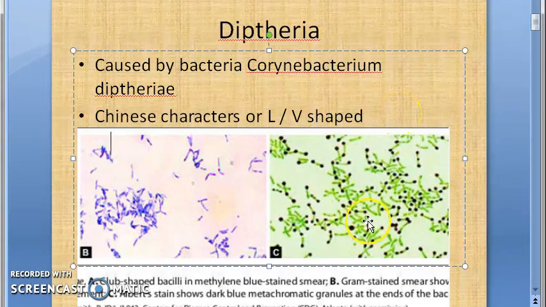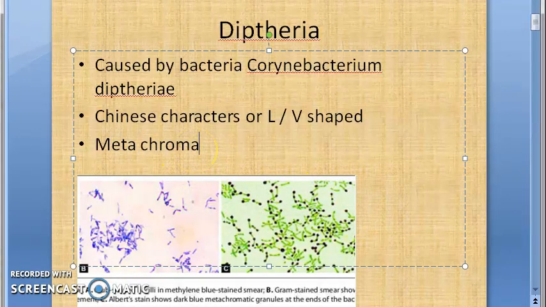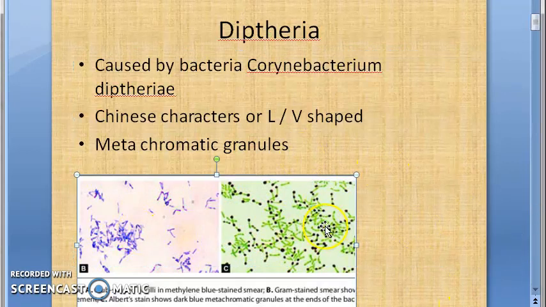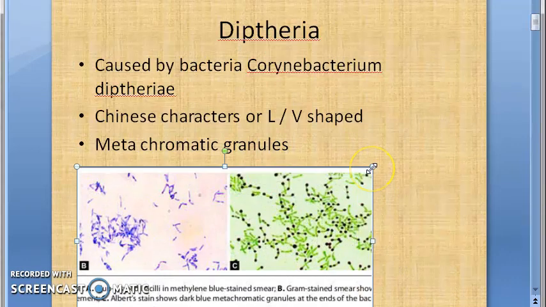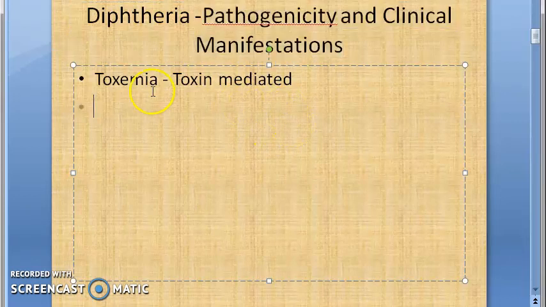Remember, Corynebacterium diphtheriae has metachromatic granules at the end. You can see the metachromatic granules very clearly in Albert stain. They look bluish black. They have a lot of other names, but I'm not going into so much detail because our intention is to make you pass. Now let us move on to the pathogenicity and clinical manifestations.